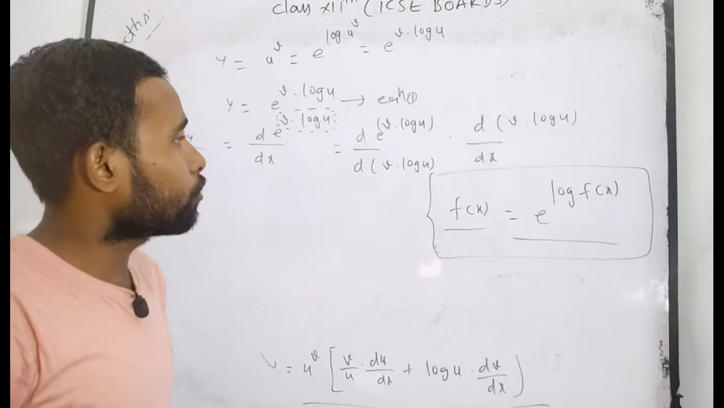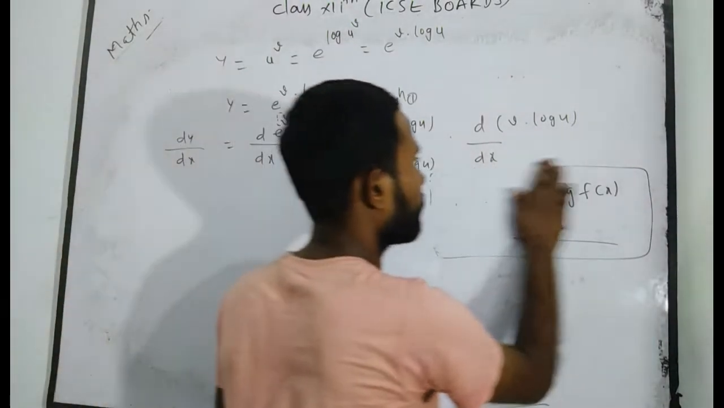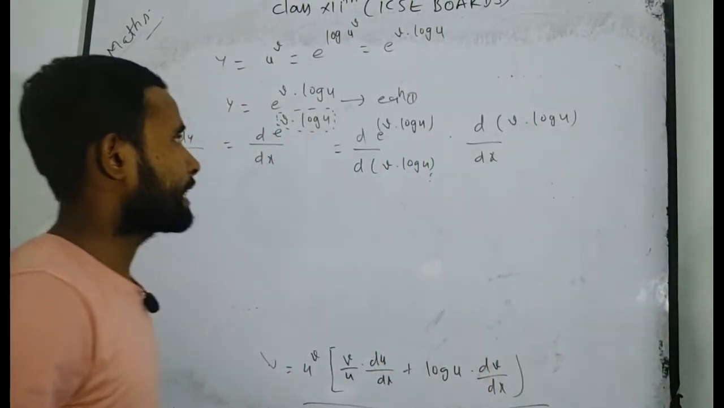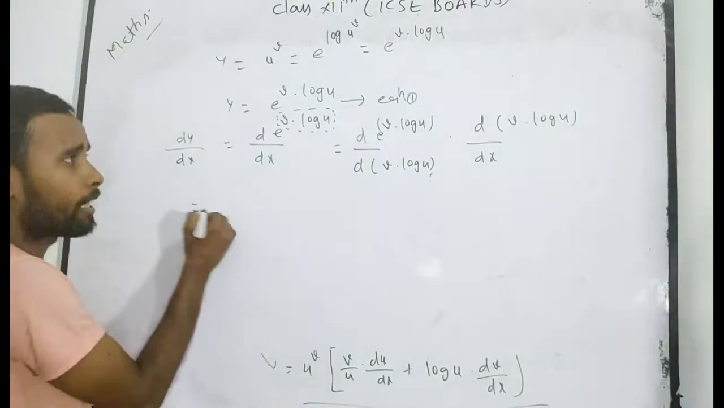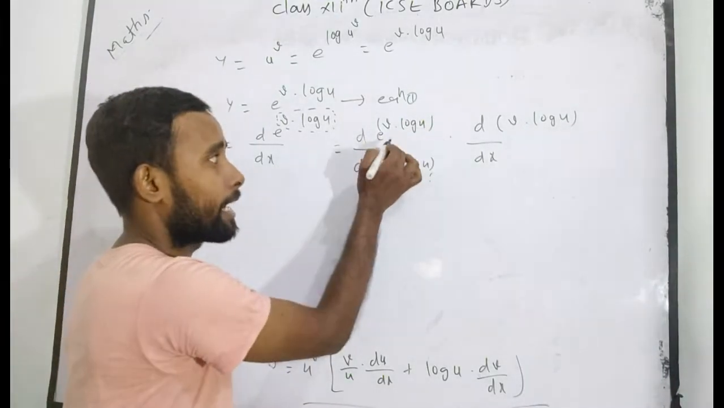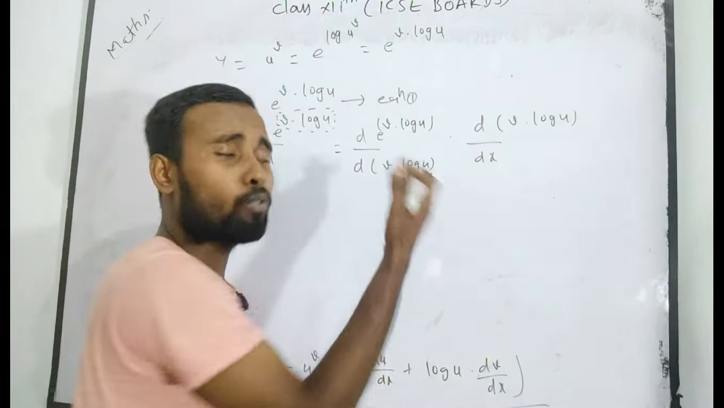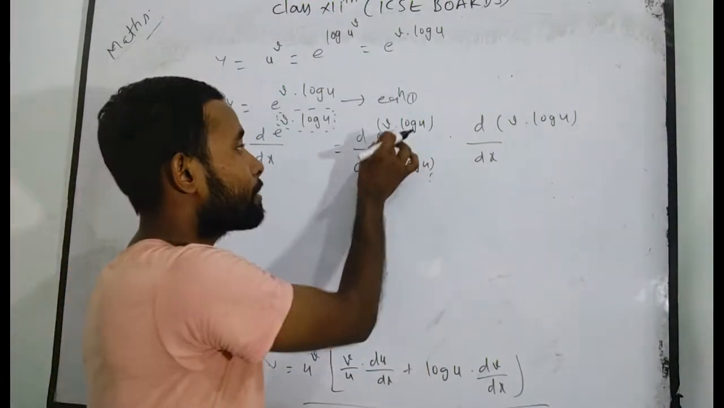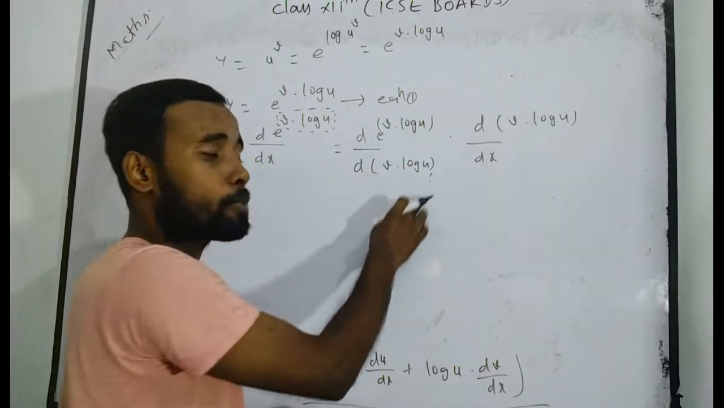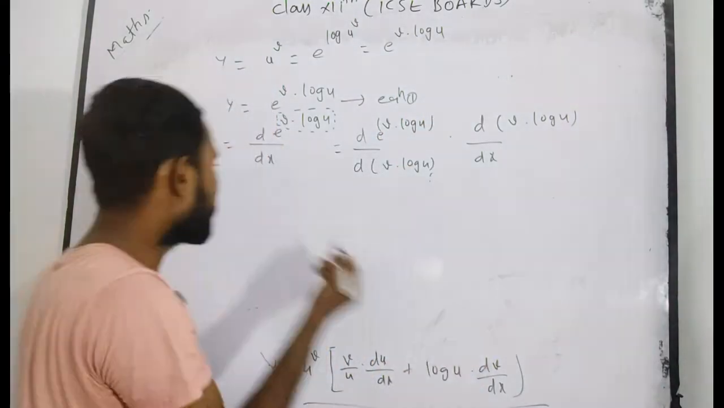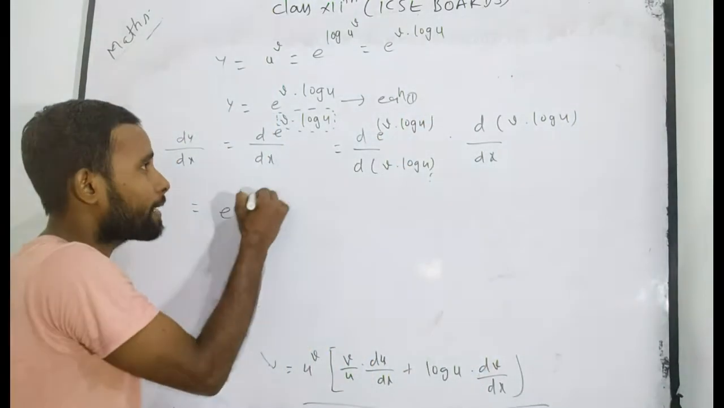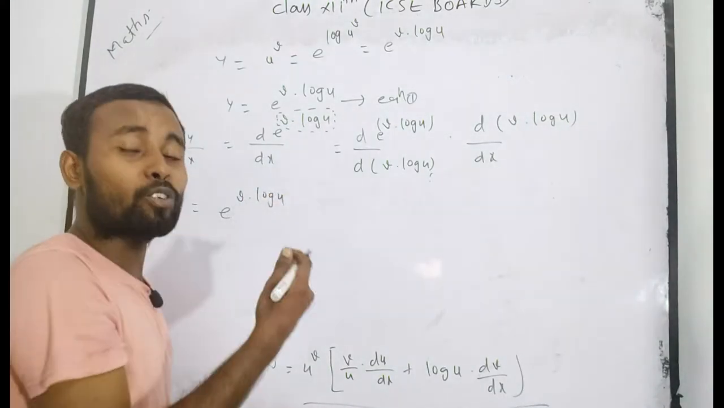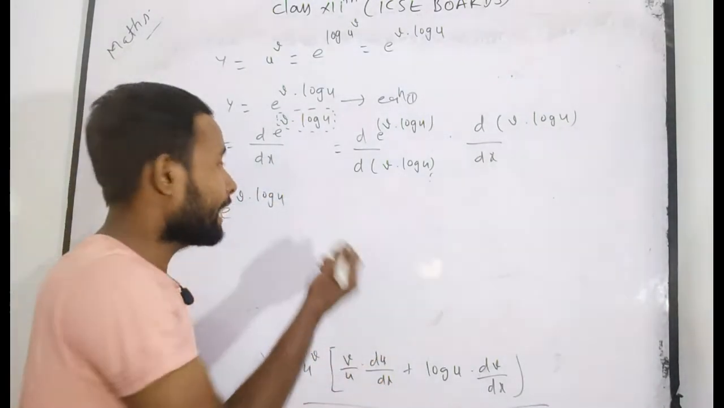Now I want to rub this part and see again here, e to the power something. As I have already told you, v into log u is treated as, or supposed as, p. In that case the derivative of e to the power p with respect to p will be e to the power p. So you can write easily e to the power v into log u. This is your e to the power p into.